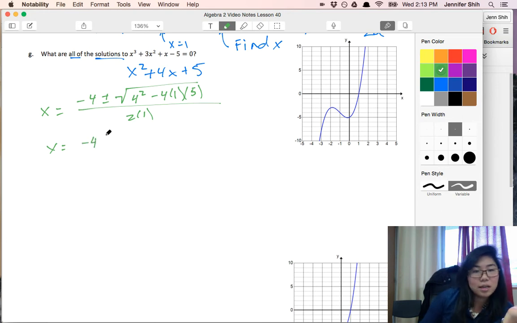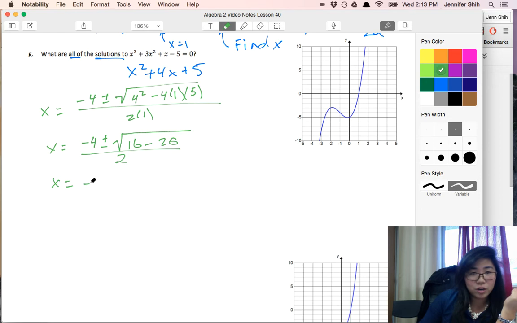And if you make a mistake, just fix it. If you make a mistake and you find yourself erasing, go ahead and document why you erased it. Oh, I missed a negative. I always do that. Write that down. 16 minus 20, over 2. X is equal to, I am going to break this up into 2 fractions right now. -4 over 2 plus or minus, this is a 20, 4 over 2.